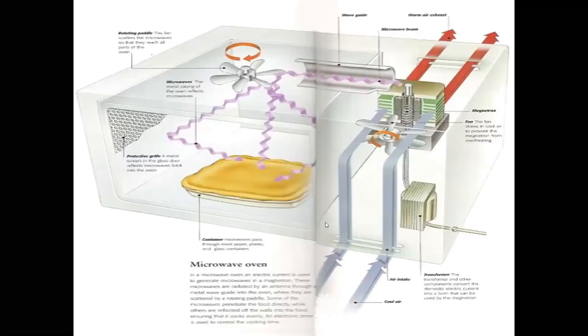Okay, this is the figure. This is the transformer, a step up transformer. This is the magnetron. This is the waveguide. This is the stirrer blade. Through the waveguide, the wave passes.